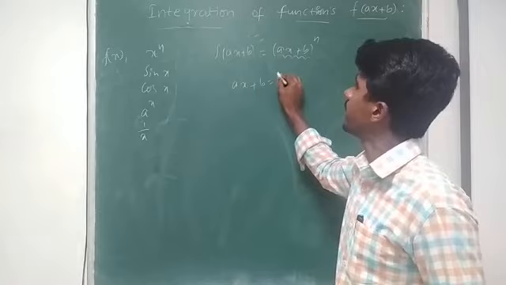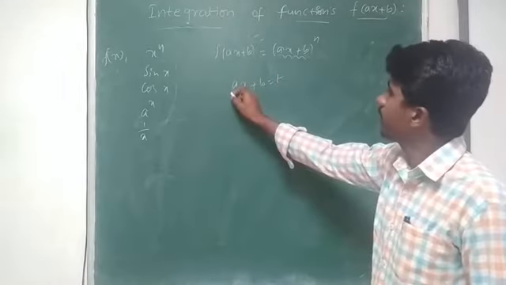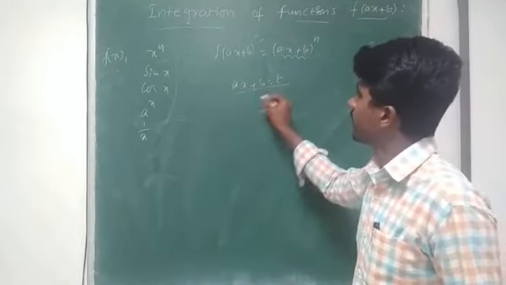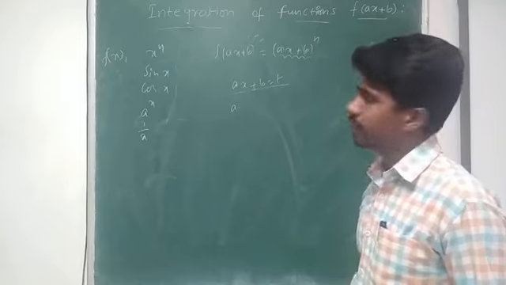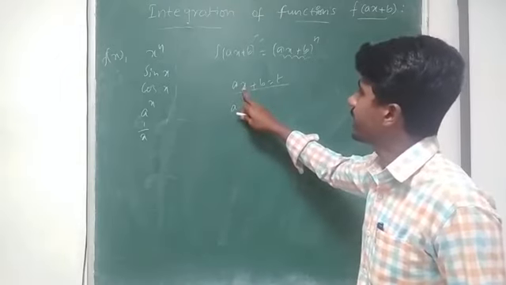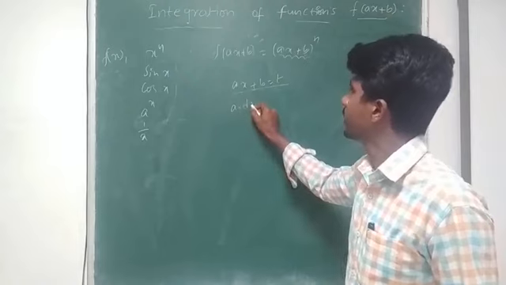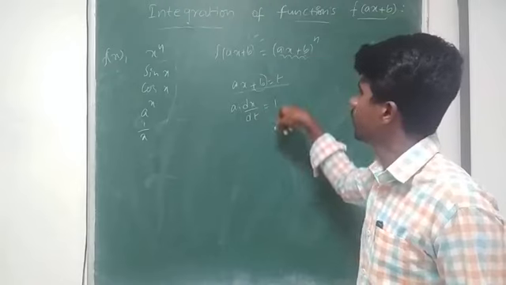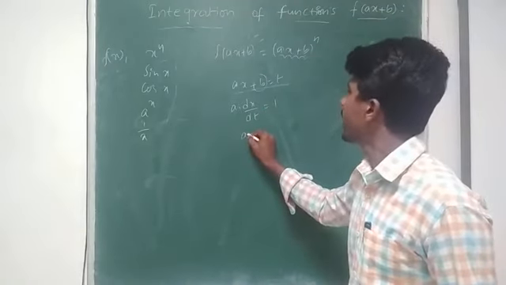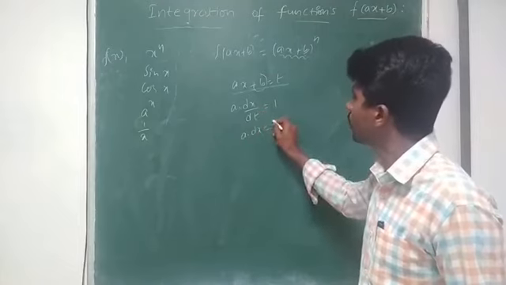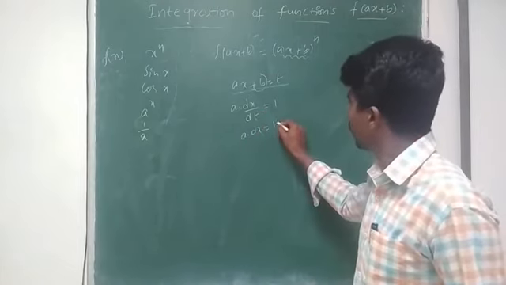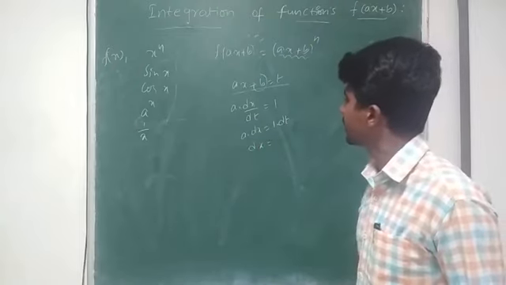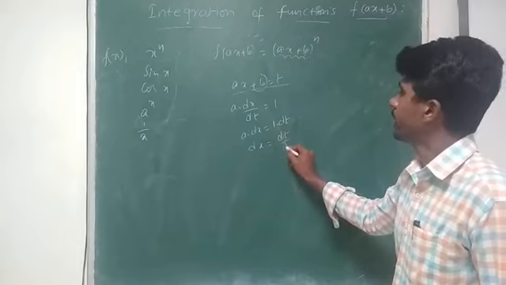Let ax plus b be equal to t. Differentiate both sides with respect to t, then what do we get? a into dx by dt, plus the differentiation of a constant is 0, which is equal to 1. Now a into dx will be equal to 1 into dt, and if I want to replace dx, then I can take dx as dt by a.